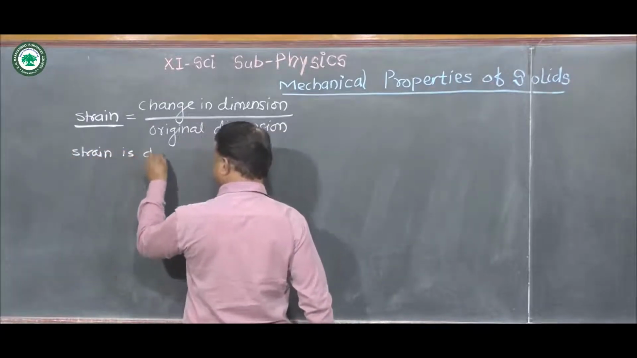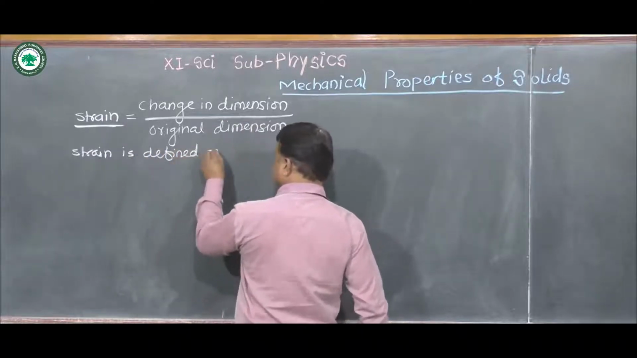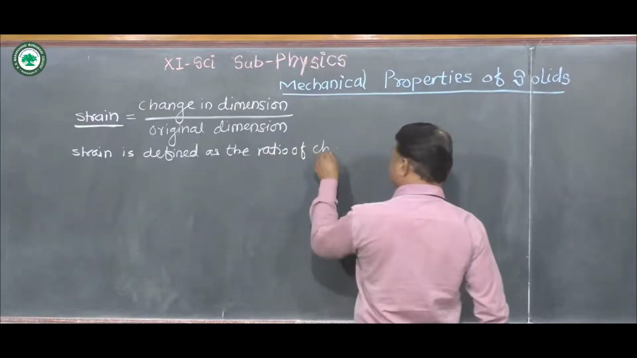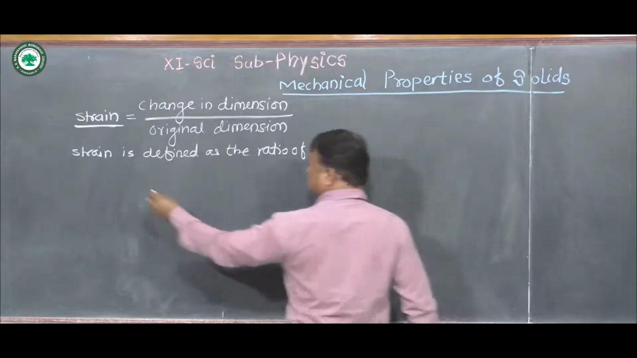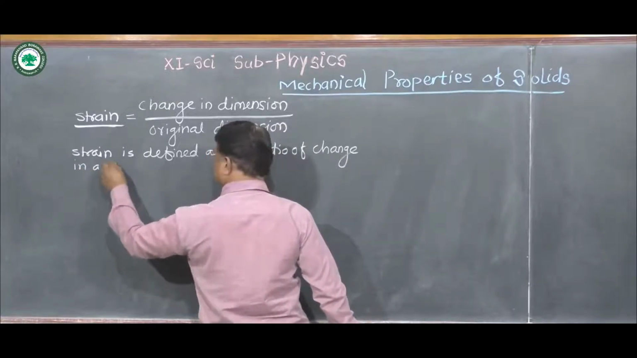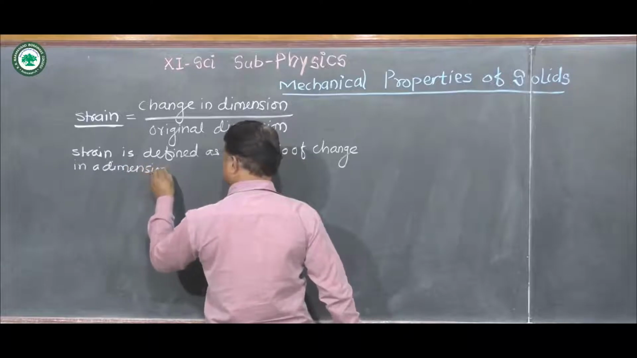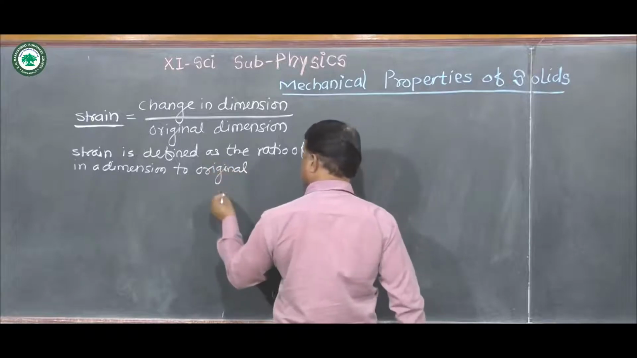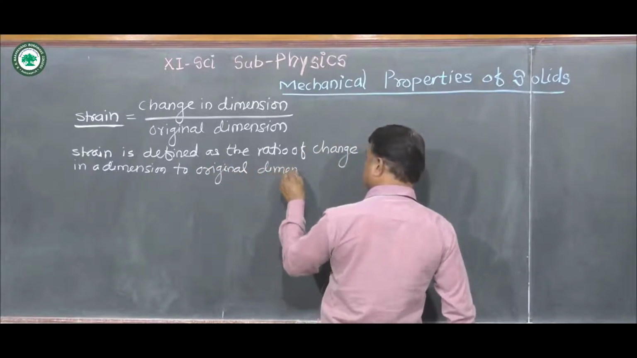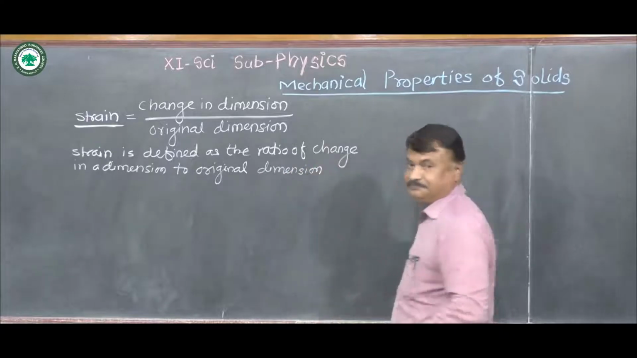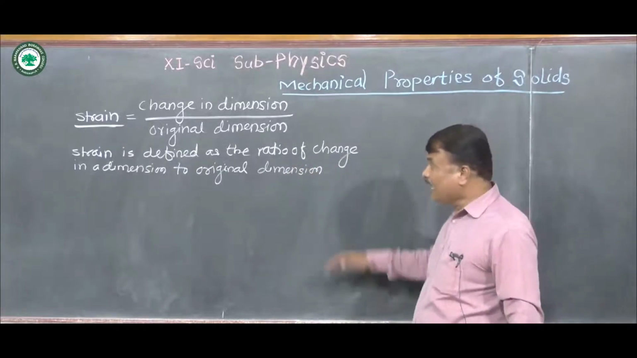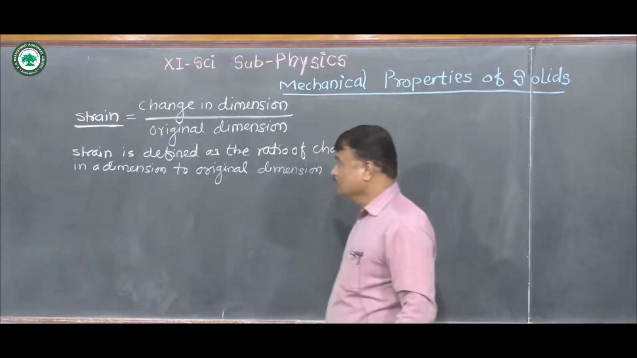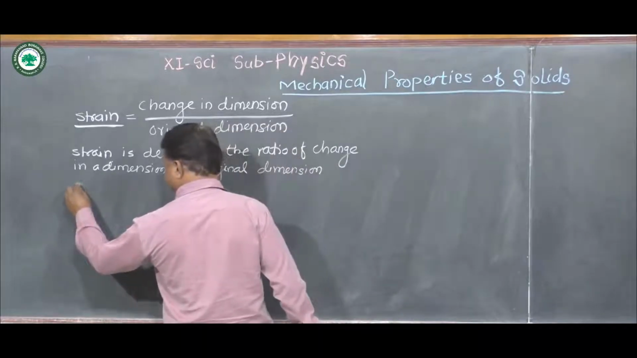Strain is defined as the ratio of change in a dimension to original dimension. That is called as strain. As strain is ratio of similar quantities, therefore this strain is unitless and dimensionless.